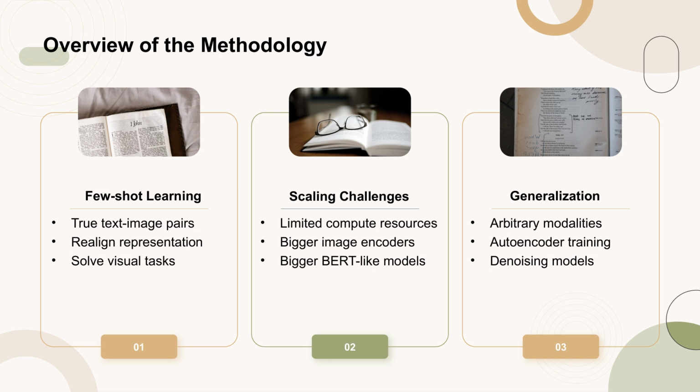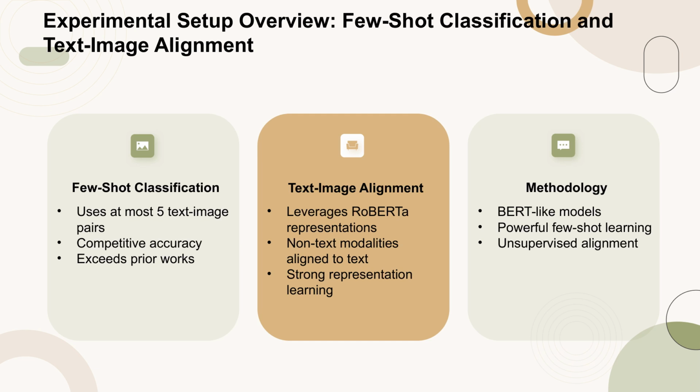The method also generalizes to arbitrary modalities by training an autoencoder to map one modality to another, using pre-trained denoising models instead of BERT. This approach opens up many potential cross-modal applications across various fields. In this experimental setup, the method focuses on few-shot classification using a minimal number of text-image aligned pairs, specifically at most 5 pairs. This approach achieves classification accuracy that is competitive or exceeds that of prior works which often require pre-training on millions of pairs.